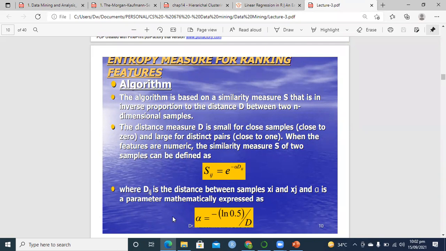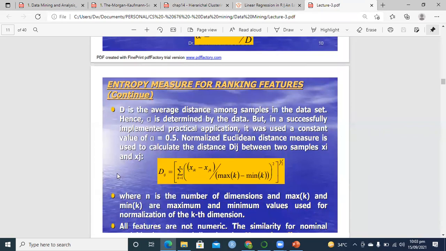Have you studied exponential distribution in your statistics course? If you have studied exponential distribution, this function is the median value of the exponential distribution: minus ln 0.5 divided by lambda. In place of lambda, we have D. So the higher the distance, the lower the alpha. So it is a decreasing parameter. Because we are not going through the derivation, this is just a formula taken from exponential distribution.